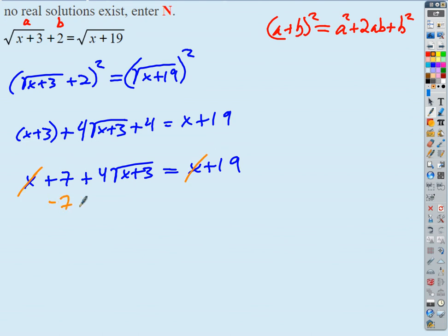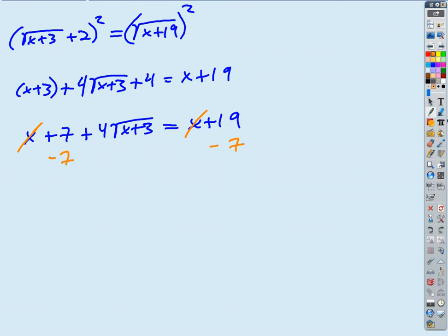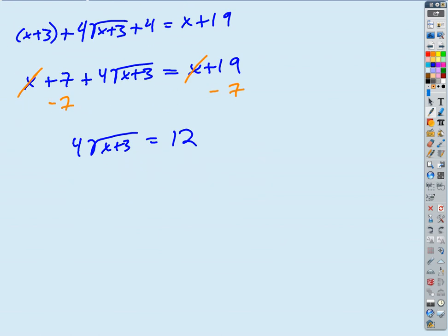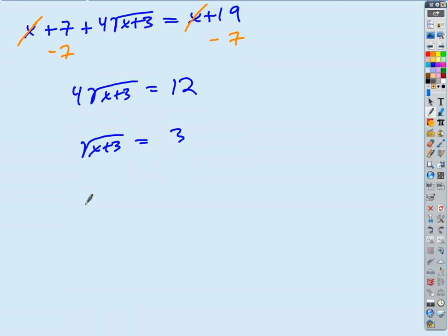I'm going to subtract 7, and I get 4 times the square root of x plus 3 equals 12. Now what? Divide by 4. Last step, square both sides. X equals 6? Okay, so last step, subtract 3. Are we good? No. Maybe, you gotta check.